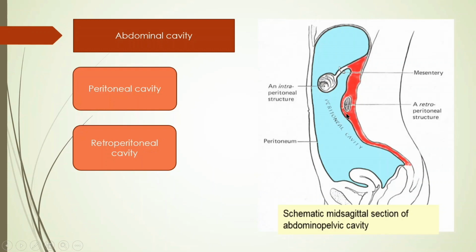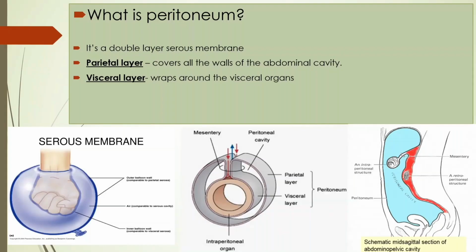This peritoneal layer surrounds all the borders of the peritoneal cavity but is present only on the anterior side of the retroperitoneal space. As you can see, this entire concept revolves around the peritoneum. It's really important to understand what the peritoneum is. The peritoneum is a double layer serous membrane that surrounds all the walls and the internal organs of the peritoneal cavity.